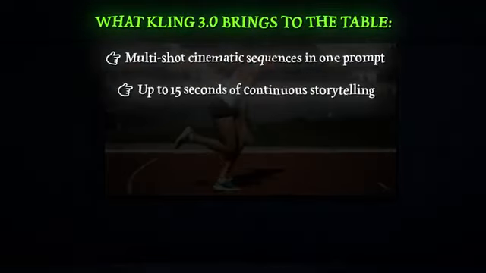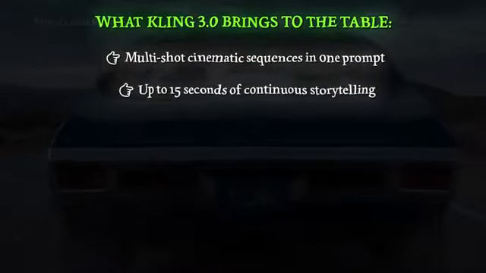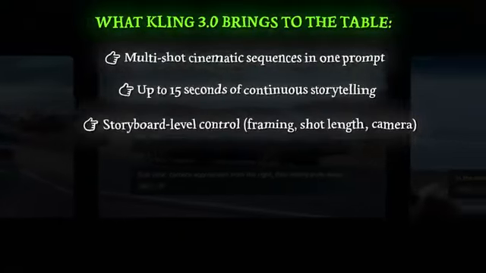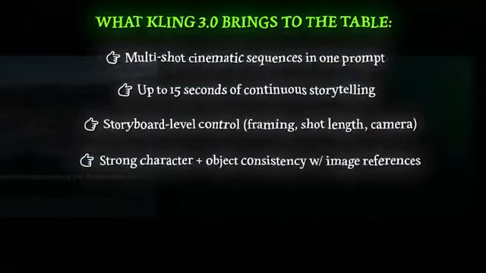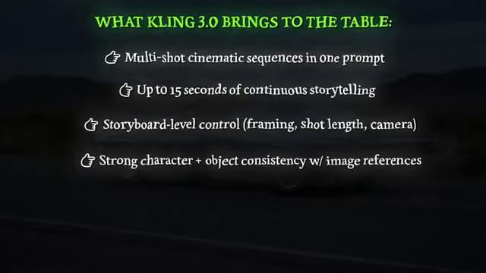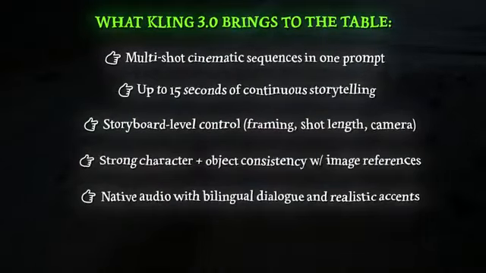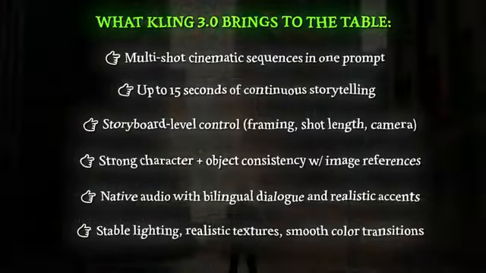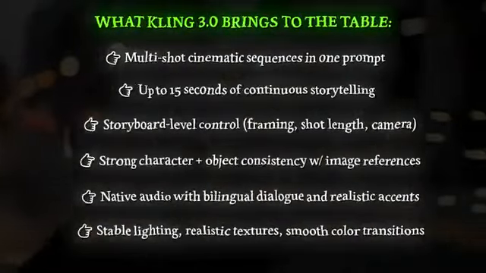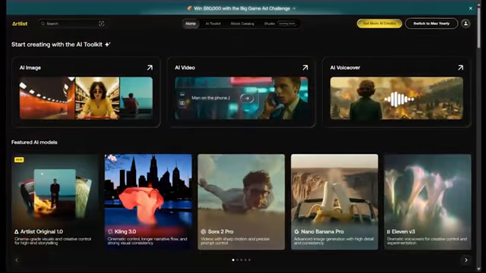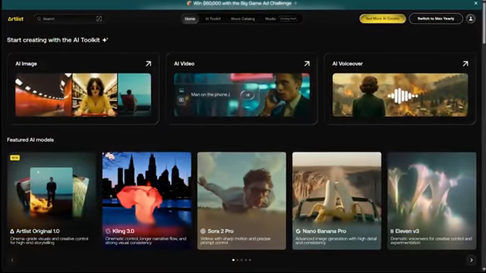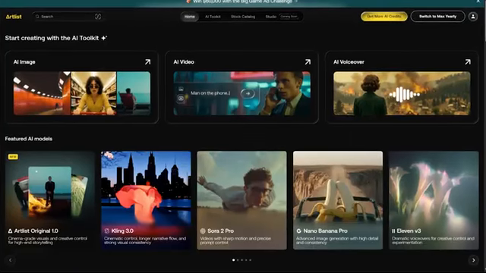Multi-shot cinematic sequences in one prompt, up to 15 seconds of continuous storytelling, storyboard level control over framing, shot length, and camera movement, strong character and object consistency using image references, native audio with bilingual dialogue and realistic accents, and stable lighting, realistic textures, and smooth color transitions. And the best part is you get immediate access to this model inside Artlist alongside all the other heavy hitter models on the market today.